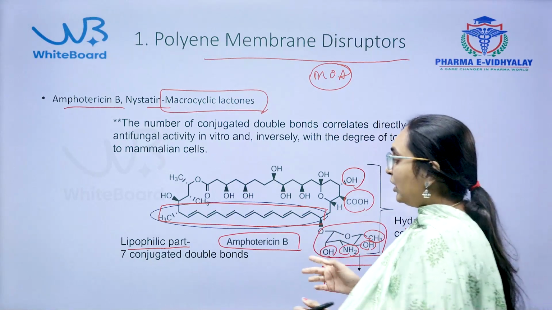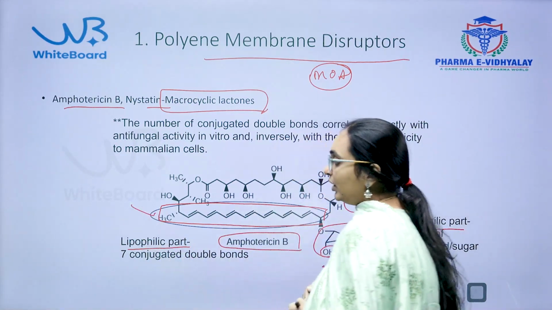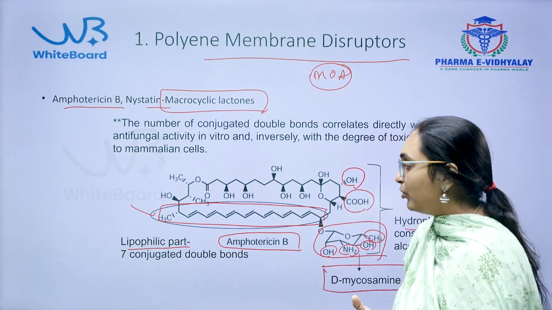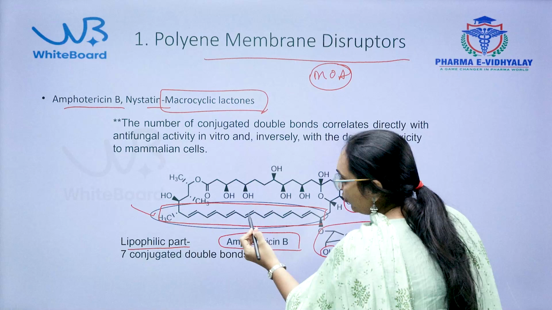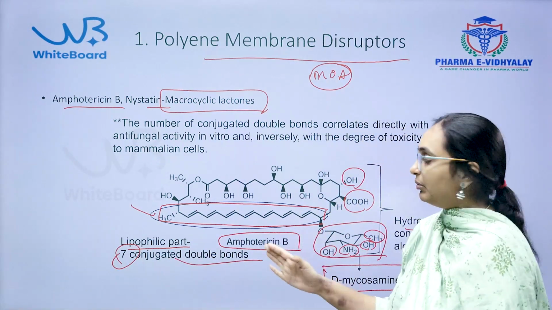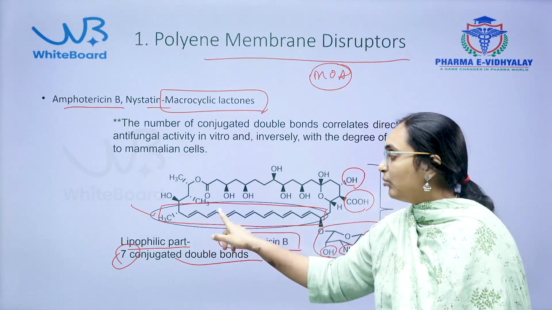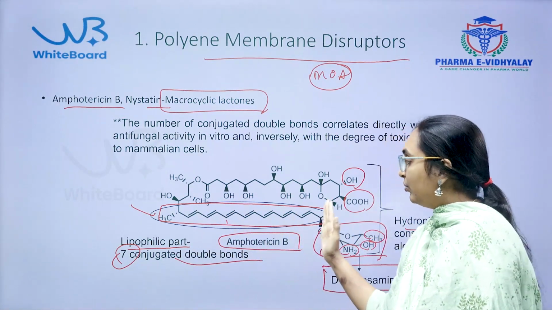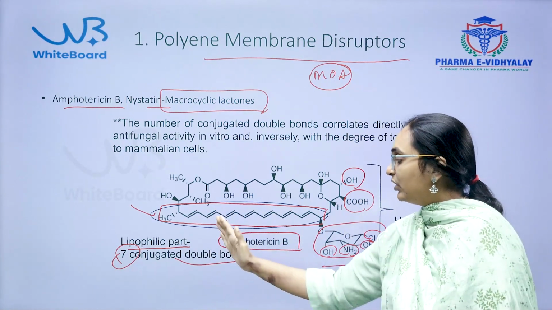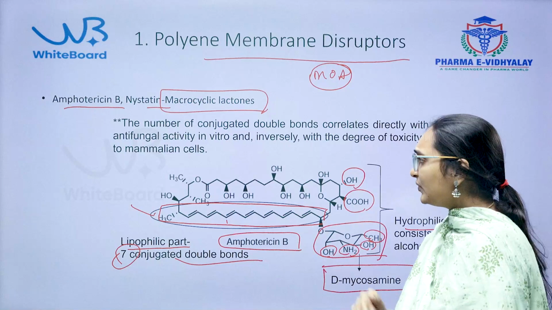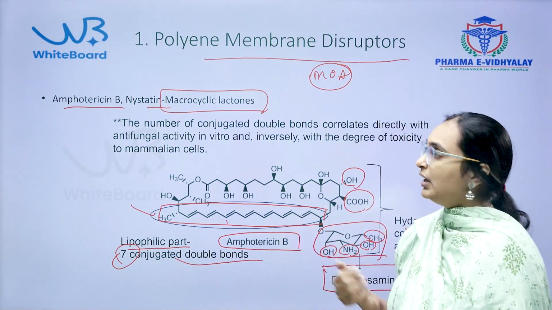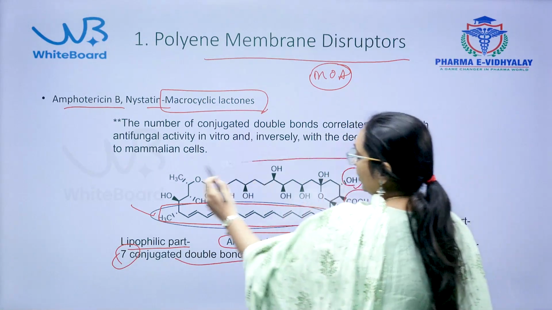And next, this is the lipophilic part. The lipophilic part of amphotericin B consists of how many conjugated double bonds? If you see here, 1, 2, 3, 4, 5, 6, 7. There are 7 conjugated double bonds. Conjugated double bonds means one double bond, single bond, double bond, single bond. Like that, you will have 7 conjugated double bonds. This is the lipophilic part of amphotericin B, and because of this conjugated part only, it shows the activity.